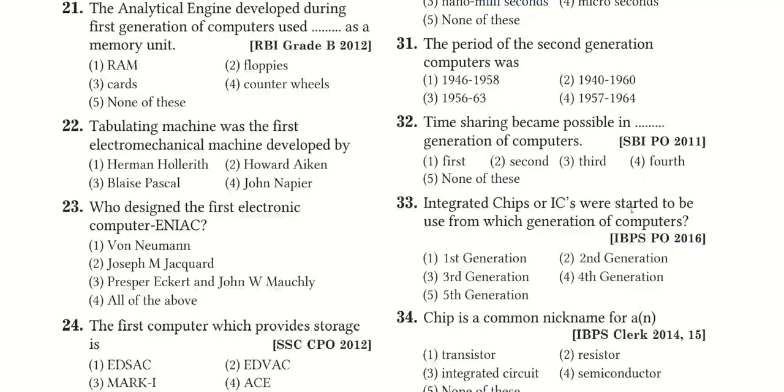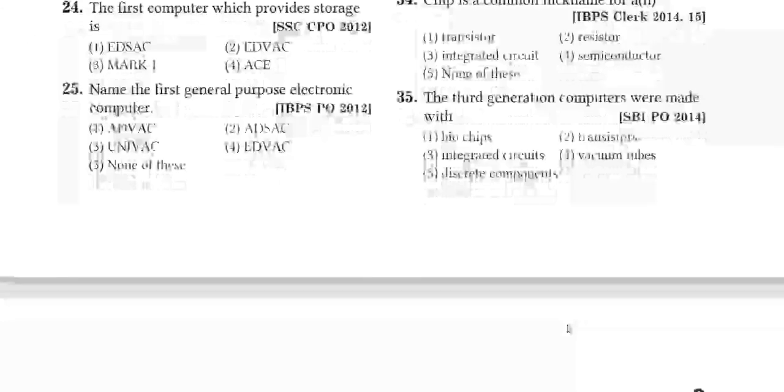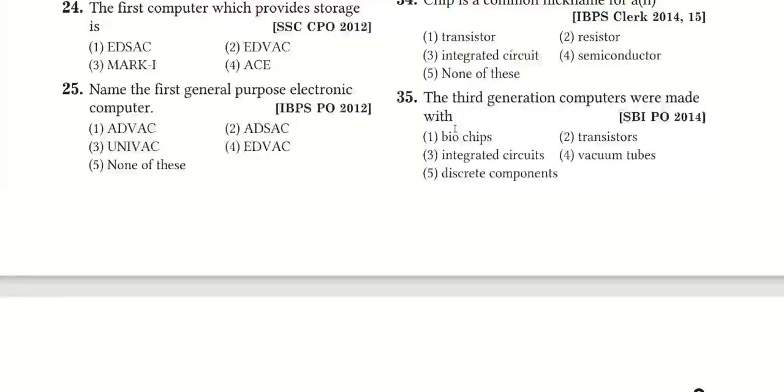Integrated circuits or ICs started to be used from third generation computers, because in second generation computers we were using transistors, and in first generation computers we used vacuum tubes. Chip is a common nickname of an integrated circuit. Third generation computers were made with ICs or integrated circuits.